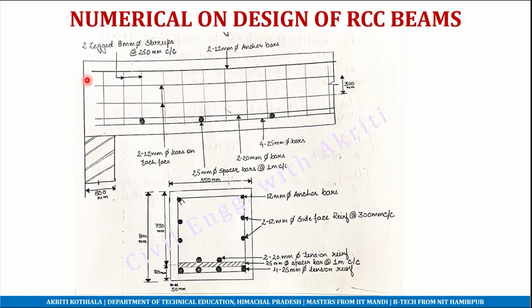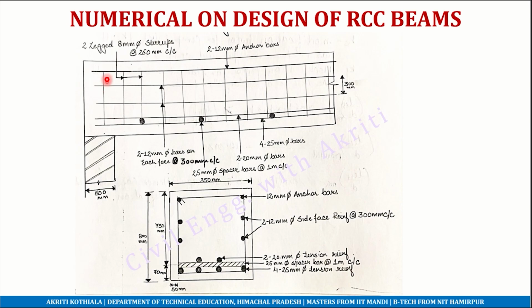Here we will be discussing the detailing. Now if we see closely, this line represents the four 25 mm diameter bars, then this line represents the two 20 mm diameter bars. These in the L section, these bars are the 25 mm spacer bars at a distance of 1 meter center to center. So you can see these are the spacer bars. Then this uppermost line are the two 12 mm diameter anchor bars which we provide. These horizontal lines in between we can see are the two 12 mm diameter bars on each face at 300 mm center to center.